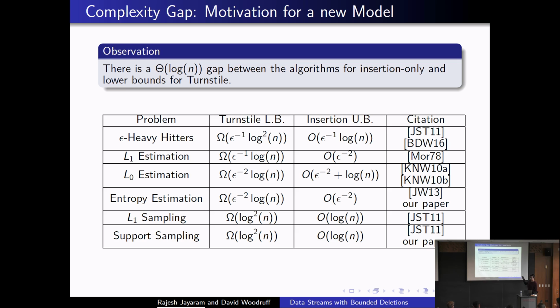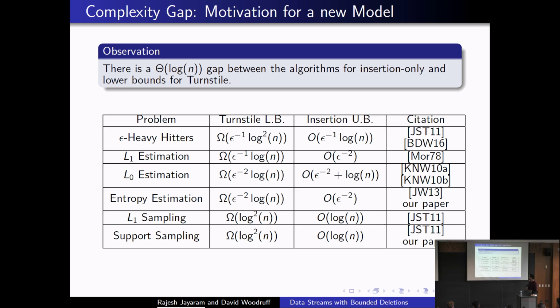It's almost always a log n gap in every single instance, except for this case where the epsilon squared and log n are split. But this is also known to be tight, so essentially there's a multiplicative log n gap in all these problems.